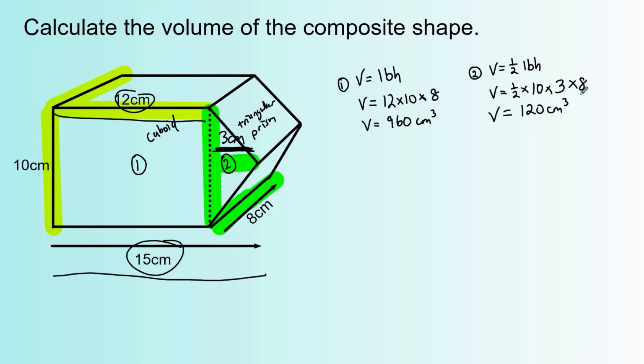That's not you finished there. You've calculated the two individual shapes. You've got to add them together now. So the total would be 960 add 120, which is going to give you 1080 cubic centimeters for your total volume of that shape. That's how you look at volume of a triangular prism, and a little example of how it can mix with your composite shapes.